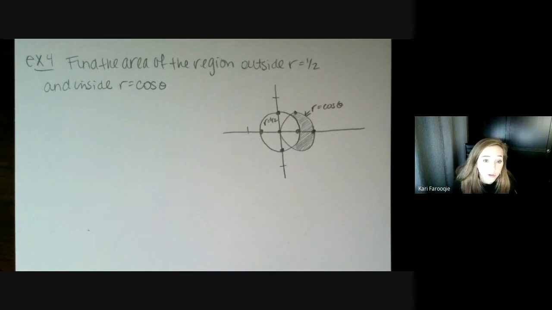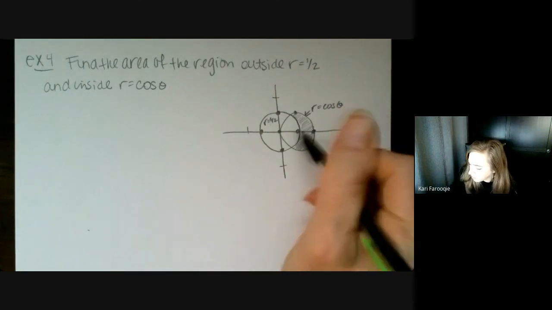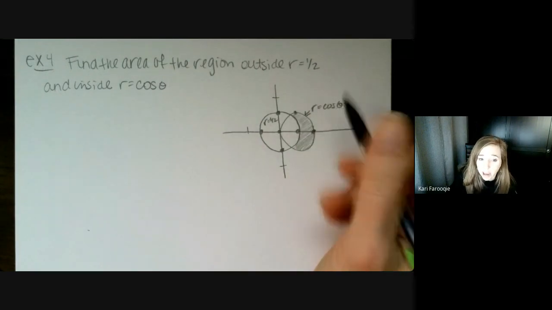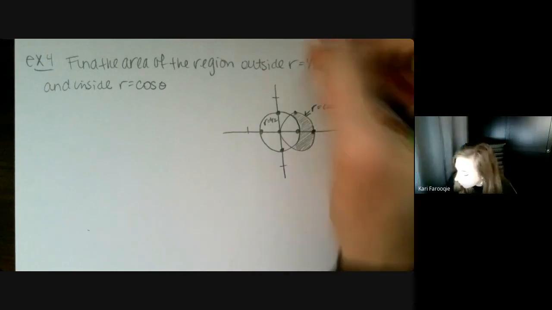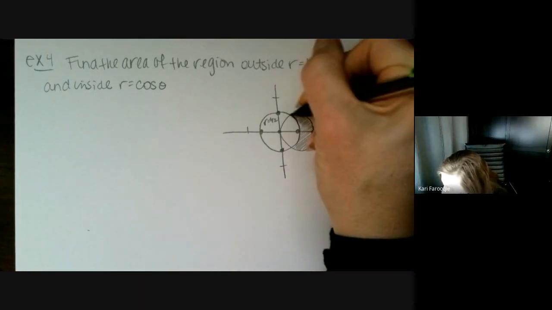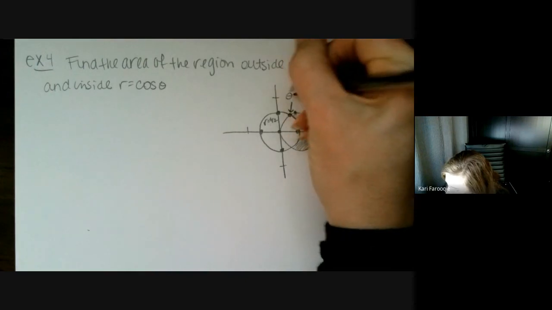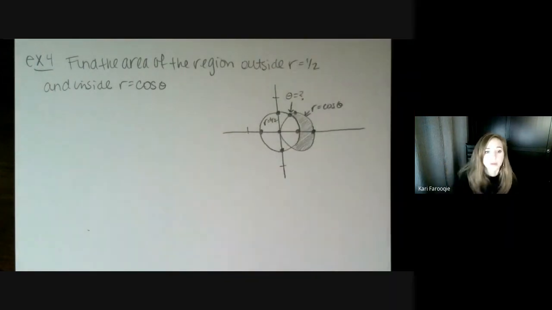Now, normally when we graph, we're so focused on making sure everything is accurate as far as where our points lie. In this case, it's not really going to matter. All we need to do is figure out where these intersect. I want to know what theta has to be in order for these two graphs to intersect. And then I can do a couple of different things.